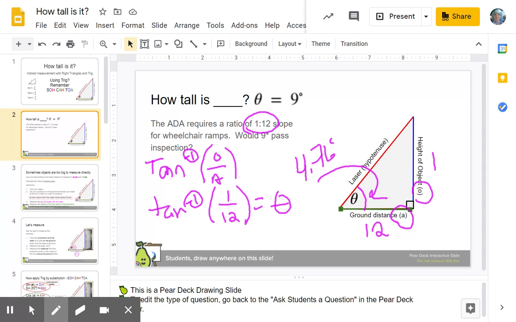So this angle right here needs to be 4.76 degrees. So if I make a ramp for my house with a 9-degree slope, that's not going to pass inspection. It has to be smaller than a 4.76 degree slope. That's just one example of why you might need to know this.